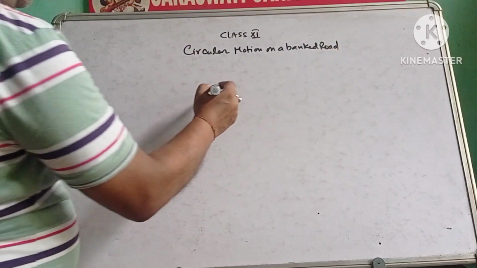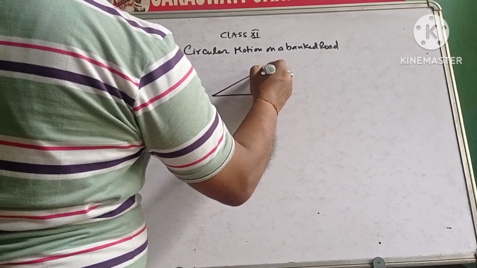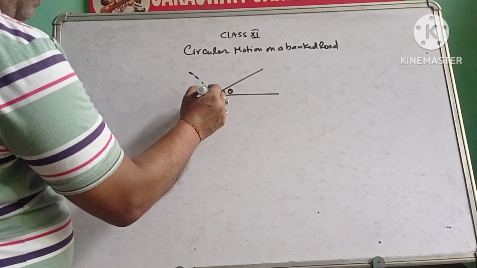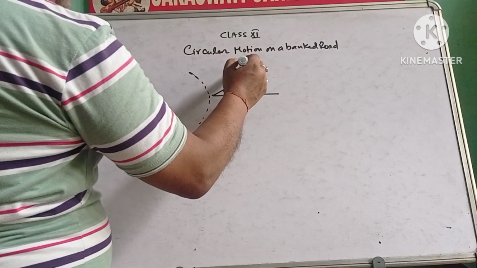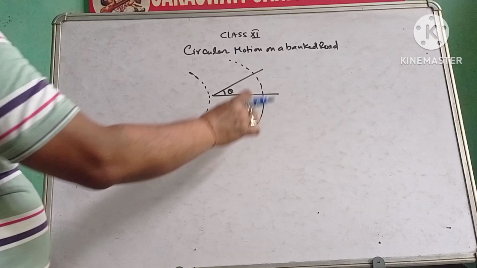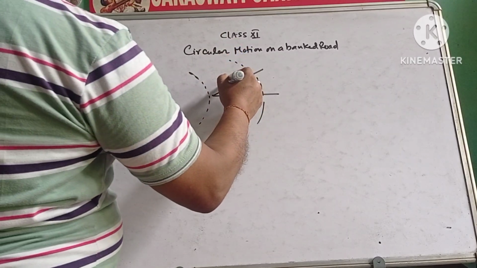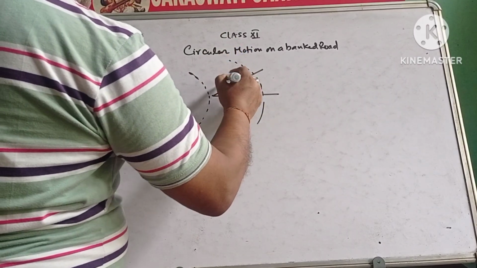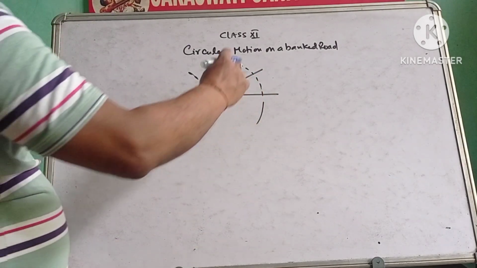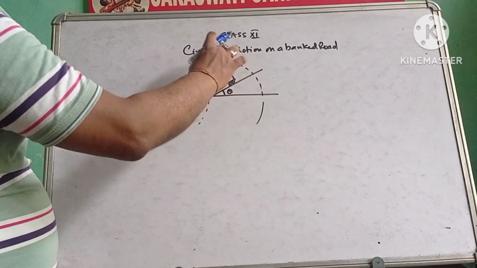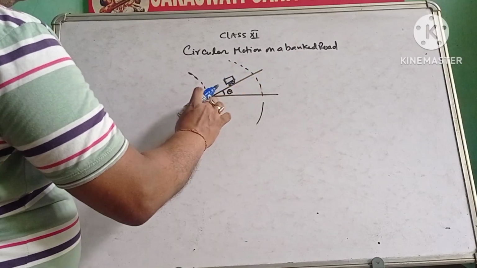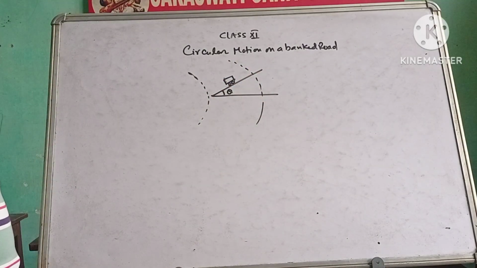Here you see that this is a banked road making an angle theta, and this is a circular path. Here this is your car, and this car is moving in a circular path, and the road is banked. That means the road is making an angle theta with the horizontal surface.